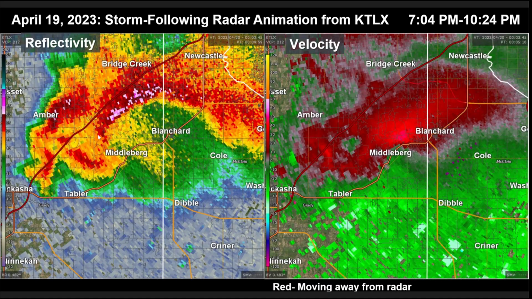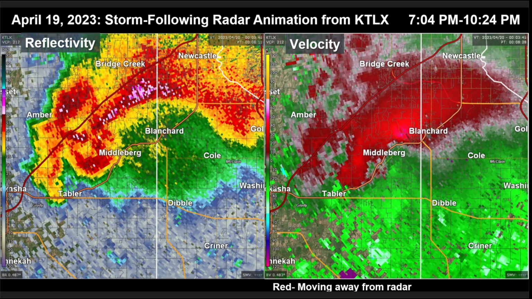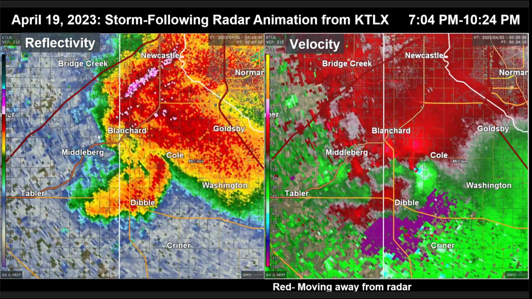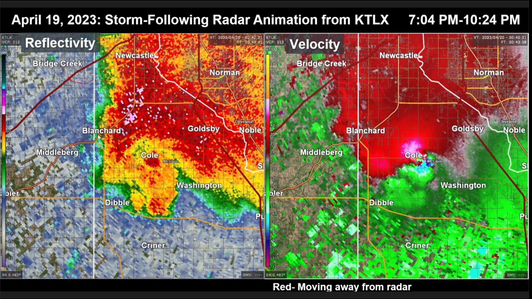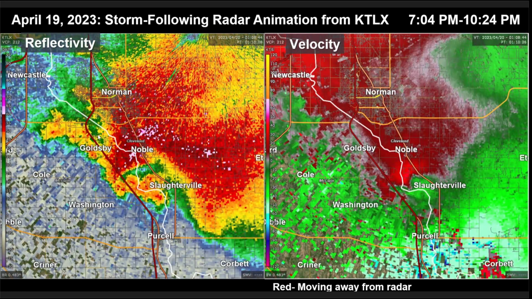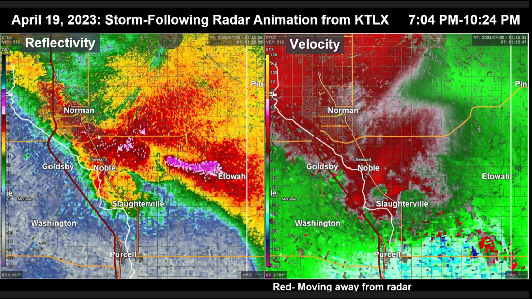And we saw that on April 19th, 2023, here in central Oklahoma, where we had cyclic supercells where we had tornadoes that turned to the left as new tornadoes developed. I'll just play the same animation here. This is a storm-following radar animation. And it might look a little wonky on there, so it may not look too good online just because of people's internet and bandwidth.